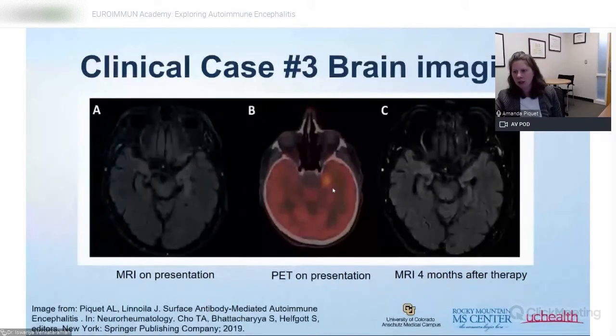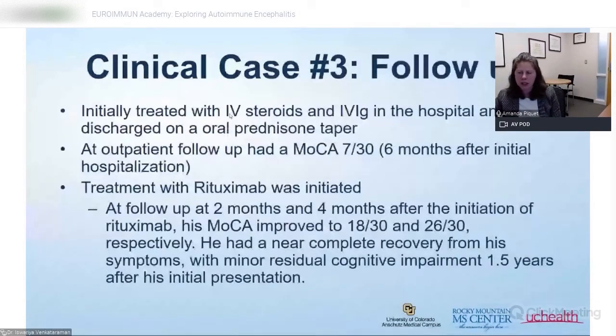Now, panel C shows his MRI 4 months later after initiating second-line immune therapy. And you can see here that he has had subsequent atrophy of that hippocampus. He was treated with IV steroids in the hospital as well as IVIG. He was discharged on an oral prednisone taper.